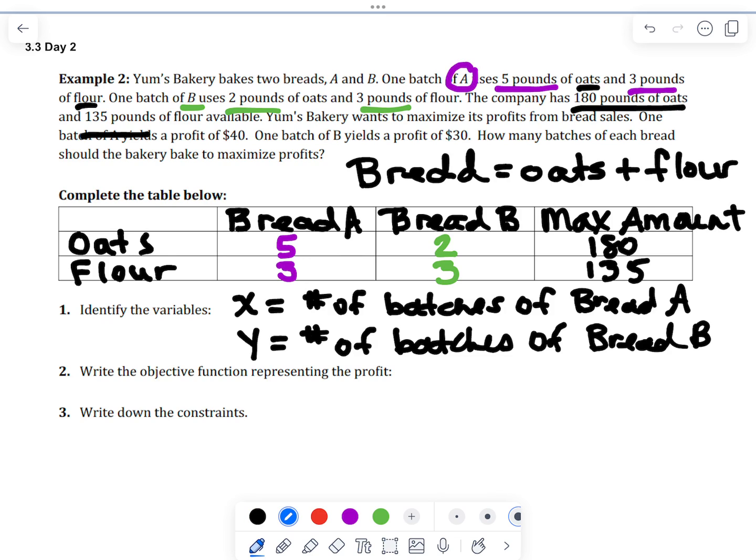Step 2 says, write the objective function for the profit. So Yum Bakery wants to make the maximum profit. A yields $40 and B yields $30 for every batch it makes. So profit equals $40 for every batch of bread A plus $30 for every batch of bread B.